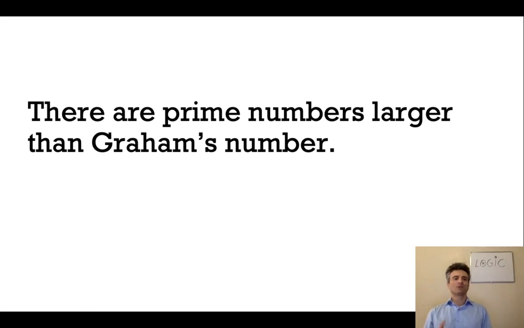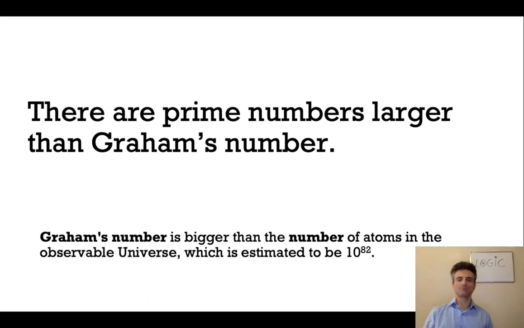There are prime numbers larger than Graham's number. Now, what is Graham's number? Graham's number is a very, very large number. It's a number that is bigger than the number of atoms in the observable universe. Now, this is a tricky statement, but if you think about it logically, as in fact this is a lecture in logic, how many numbers are there? Well, there are an infinite number of numbers. And so how many prime numbers exist? Well, again, an infinite number of prime numbers.